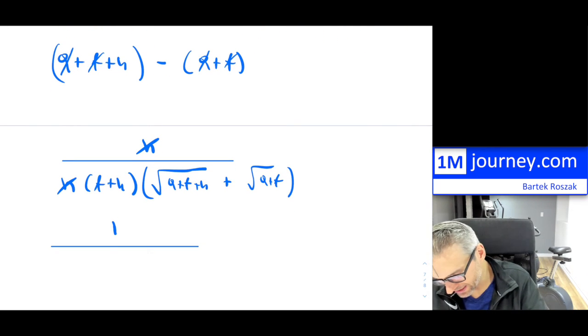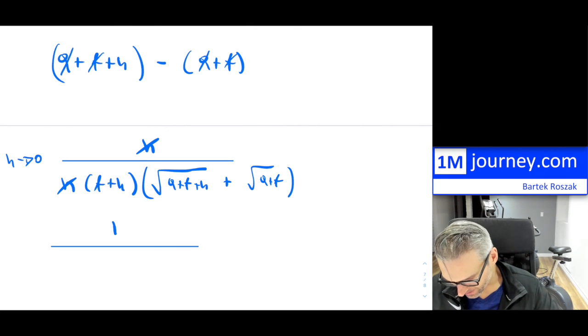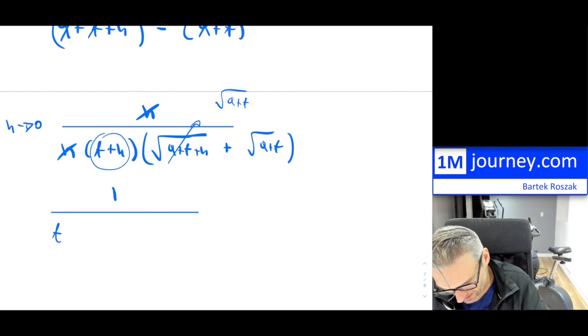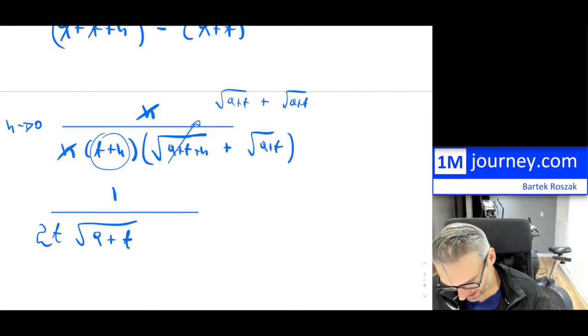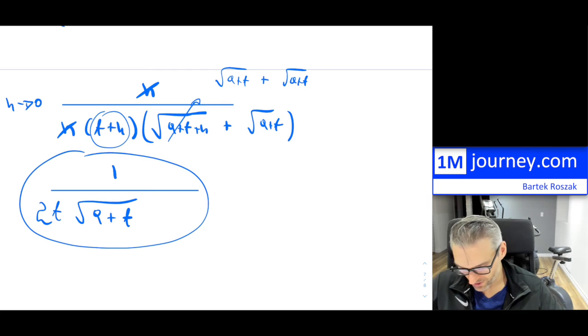And now as I let h tend towards 0, this is going to just tend towards t. This is going to tend towards 9 plus t plus 9 plus t, which is really 2 of them. So 2 times 9 plus t. So that's what I will have right there. Okay, and so that is my derivative.